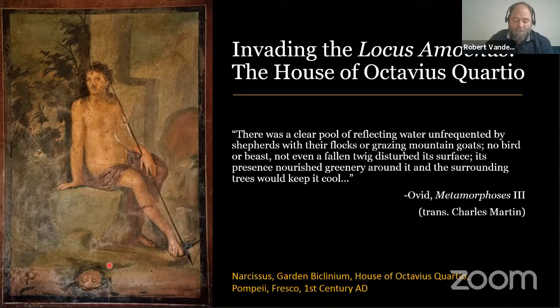The biclinium, located immediately adjacent to the reflecting pool in the house of Octavius Quartio, provided a direct connection to the experience of Narcissus. The diner replicates the fault of Narcissus as he gazes into the distance and catches his own reflection. Note as well that certain details have been added to the fresco that go beyond Ovid's description. The addition of architectural elements, such as the column located above Narcissus' head, see that here, localize the myth not in an untouched or pristine wilderness, but in an articulated garden like that of the house of Octavius Quartio.